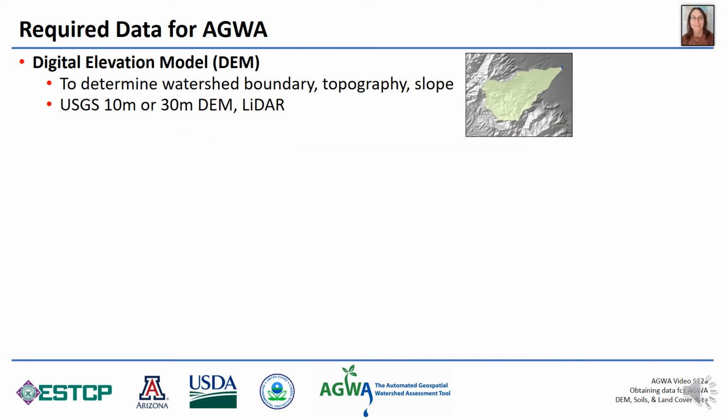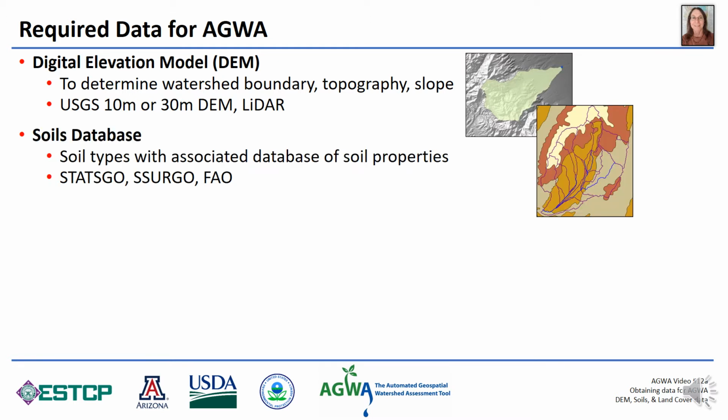AGWA requires several types of data for its hydrologic models. The first is the Digital Elevation Model, or a DEM. This is used to determine the watershed boundary, topography, and slope. DEM data are available from the USGS as 10-meter or 30-meter products, or you can also use LiDAR if it's available. Next, you'll need a soils database that includes a polygon layer of soil types with an associated database of soil properties. You can use STATSGO, SSURGO, or FAO soils data.